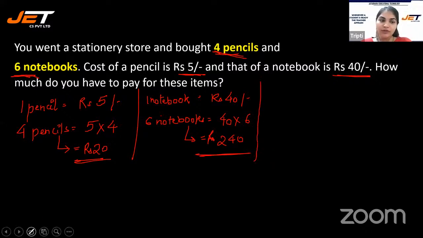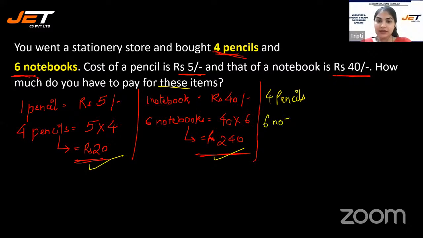Right? Now we know how much we have spent on 4 pencils, and how much we have spent on 6 notebooks. Let's find out how much we have to pay for these items all together, like the total amount that we have to pay. We'll not pay like, okay, shopkeeper, this is rupees 20 for pencils and this is 240 rupees for notebooks. No, we are not going to do that. So what we are going to do is, the 4 pencils that we have purchased and 6 notebooks that we have purchased, we are going to add the cost.